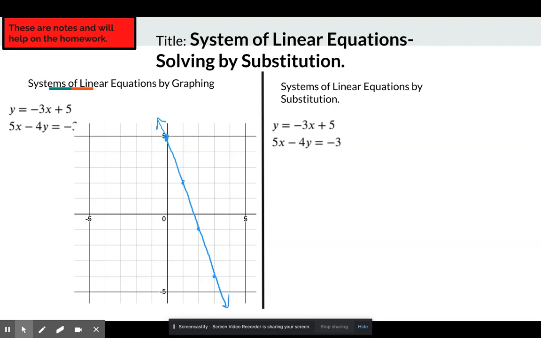This next equation, 5x - 4y = -3. I'm going to turn it into y = mx + b. So I need to subtract 5x from both sides. So I get -4y = -5x - 3. Now I'm going to divide by -4. Oh, geez. y = 5/4 x + 3/4. Oh, this is not a fun graph. This is actually a really crazy graph.